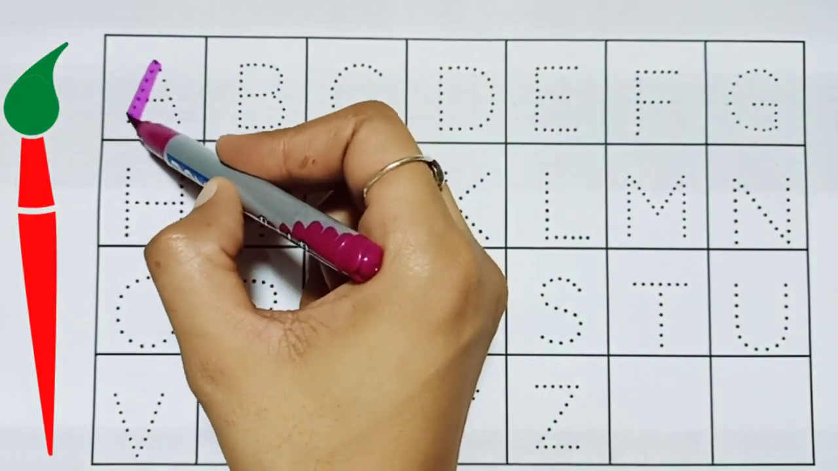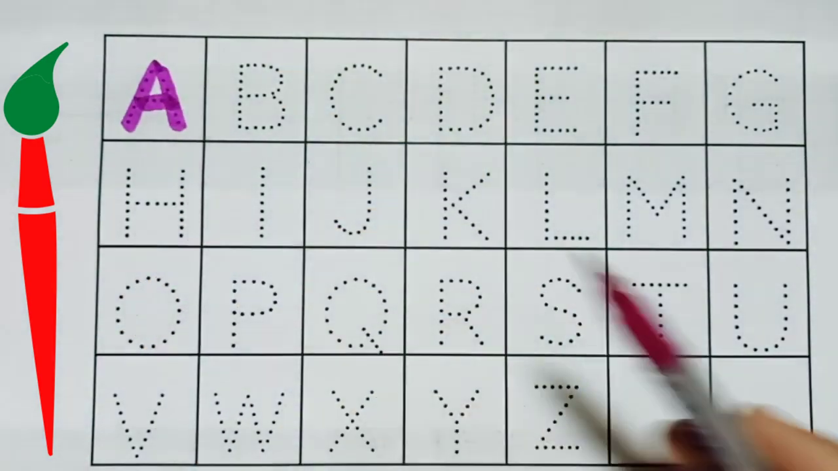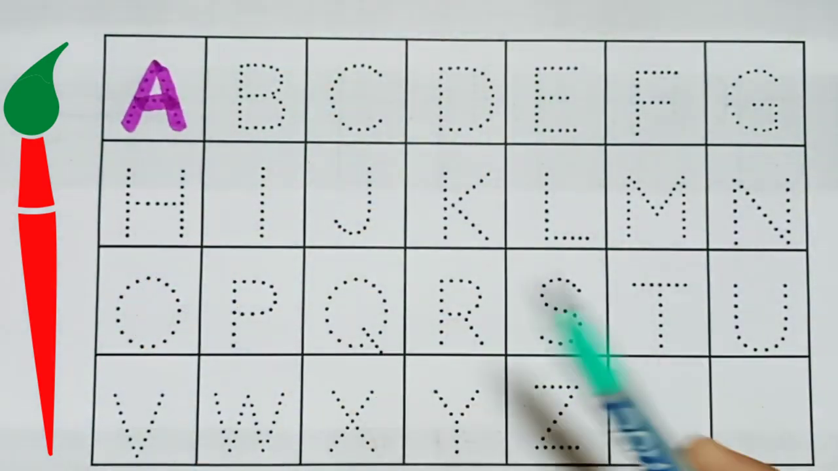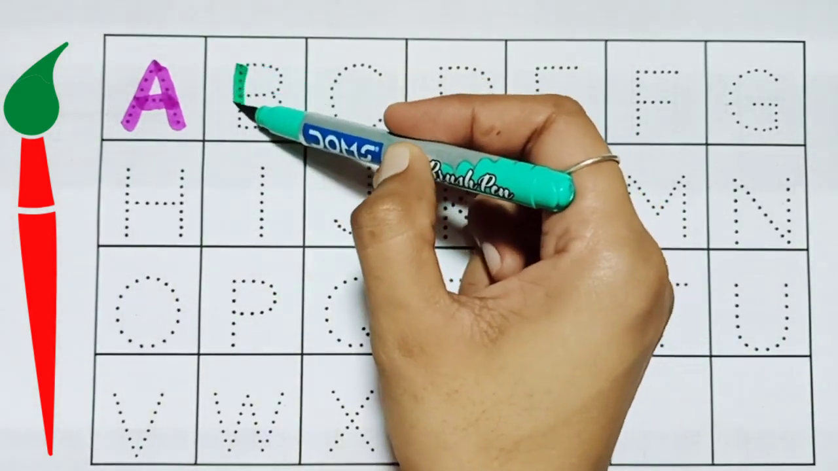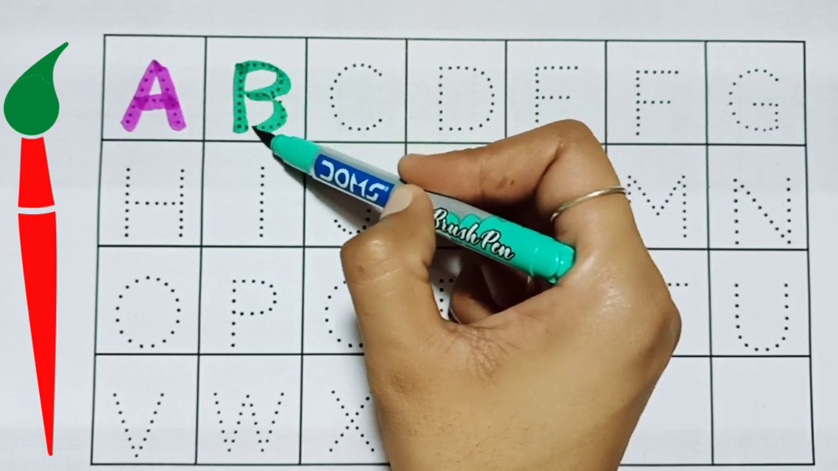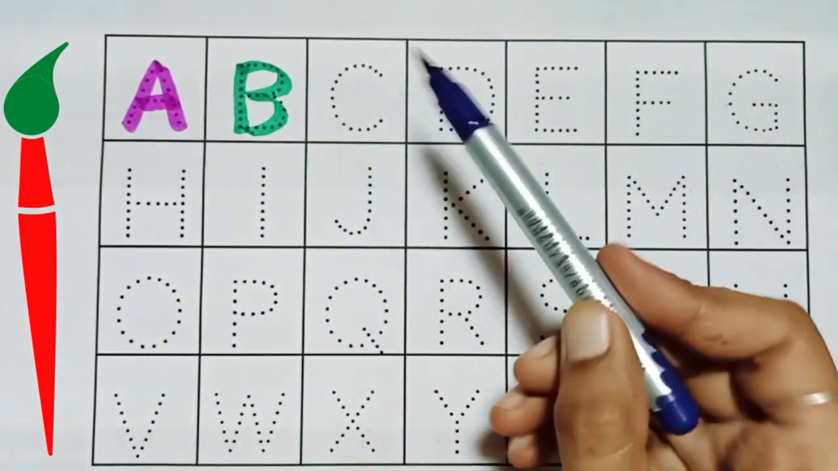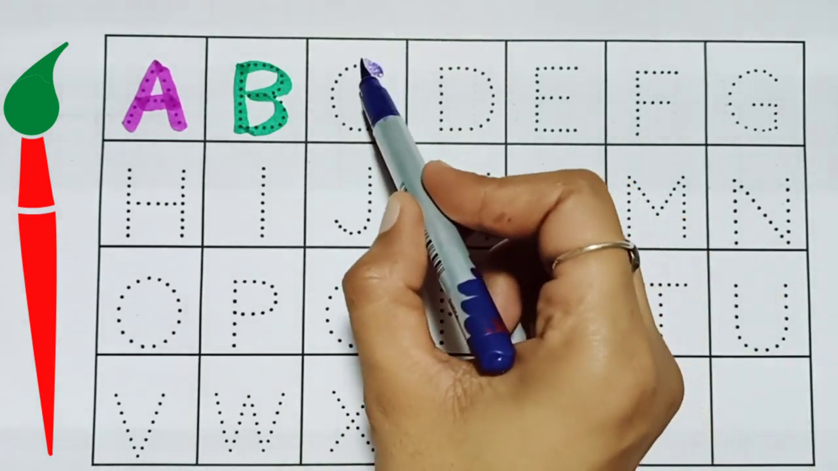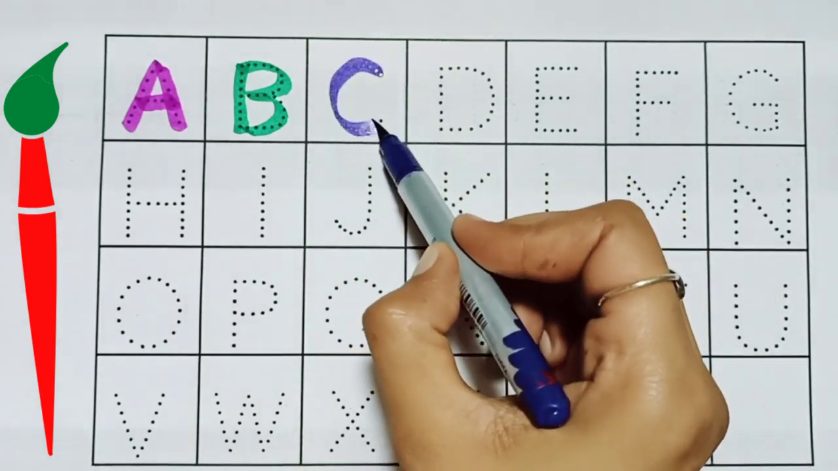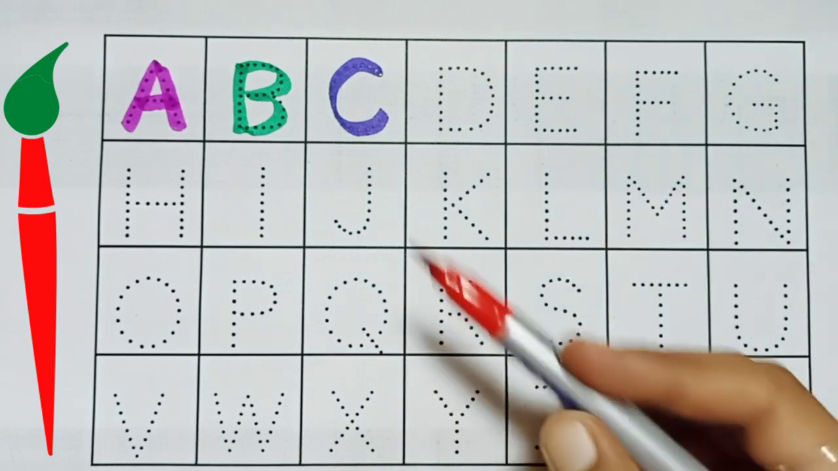A for apple. Apple means same. B for ball. Ball means gained. C for cat.